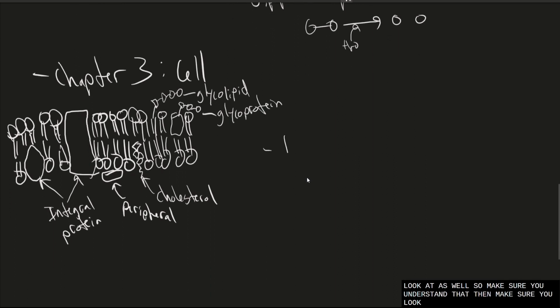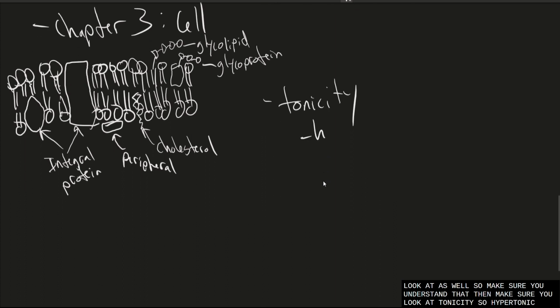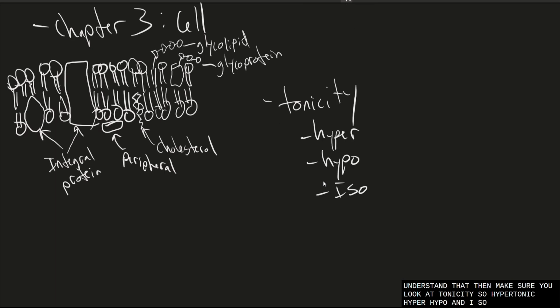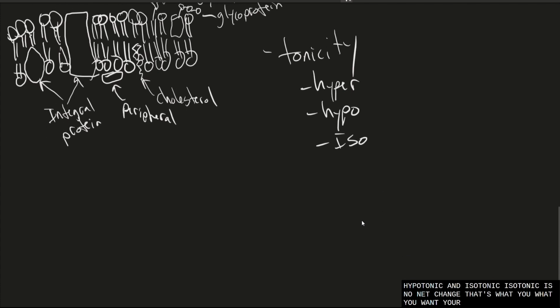Then make sure you look at tonicity. So hypertonic, hypotonic, and isotonic. Isotonic is no net change. That's what you want your red blood cells in. So if you place a red blood cell in pure water, where's water going to go in that blood cell? Pretend you are the blood cell. So it is a hypotonic solution. So in a hypotonic solution, you will swell and burst.